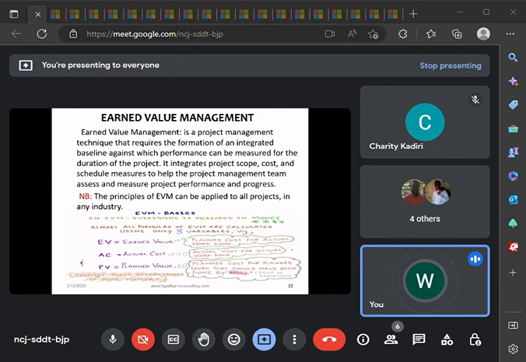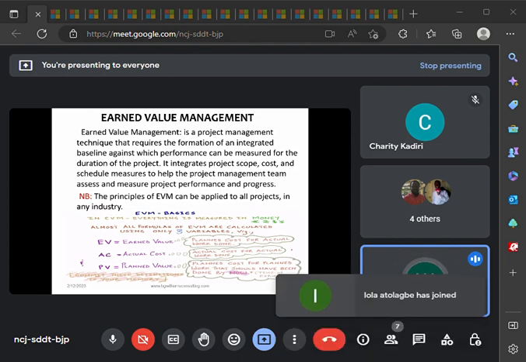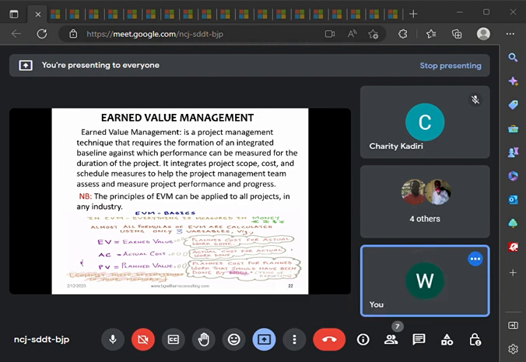In such a way that they ask you, what will you have to do in this case, or what does this mean as a project manager? Now, how do we measure if we are actually doing well in terms of costs, in terms of schedule, and also in terms of scope?